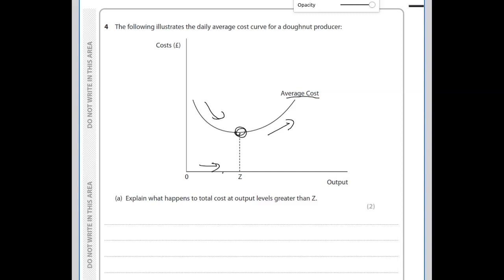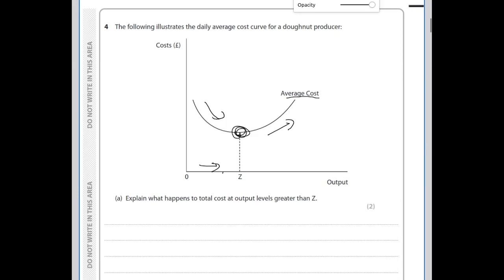The reason that happens is if I've got that one machine and I'm trying to boost production by buying more raw materials and hiring more employees, only so many of those employees can use the machine at the same time. So the more employees I add, yes, I'm adding a bit to my output, but their output is falling, right? So it's getting more and more expensive to add additional output. And so there's going to be this ideal point here, which is where my average costs are lowest.